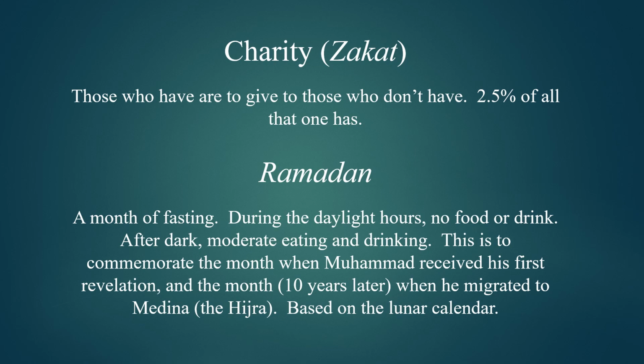The fourth pillar is unique to Islam, and that's known as Ramadan. So this is a month, once a year, where Muslims, observant Muslims, are expected to fast for that month. And that means during the daylight hours, at least, no food or no drink. When dark comes, you can eat a little bit and you can drink, but it's supposed to be moderate.